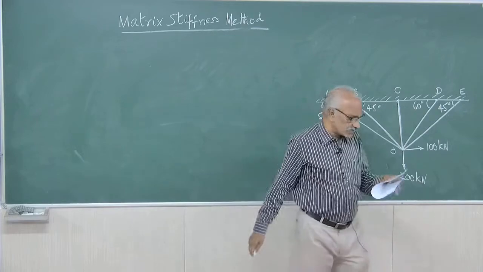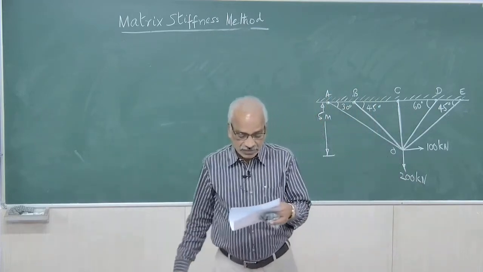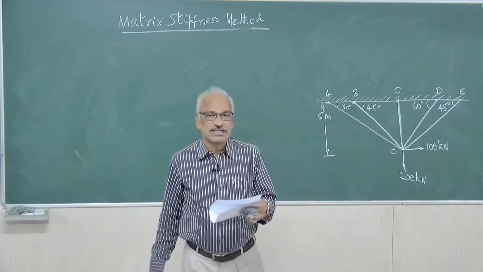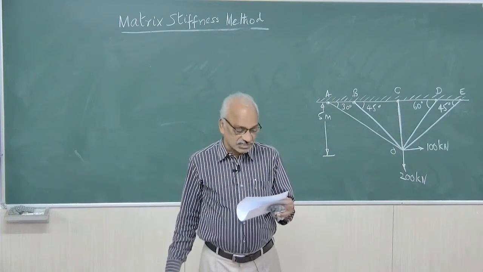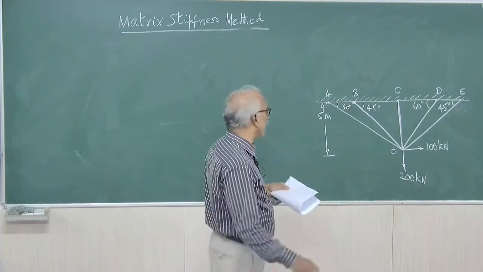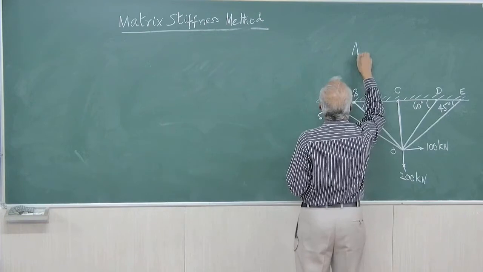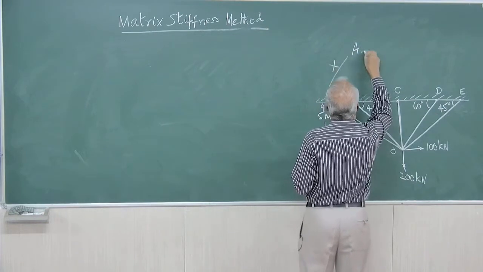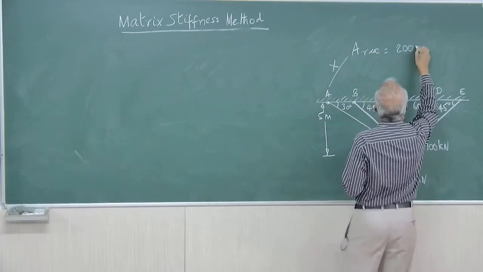So this is the truss that you have to analyze. The question is, analyze the pin jointed structure shown in figure. Use the direct stiffness method. The cross sectional area of each member is 2000 mm square. This is the area of the member, so need not get confused with this A. So area A equal to 2000 mm square.